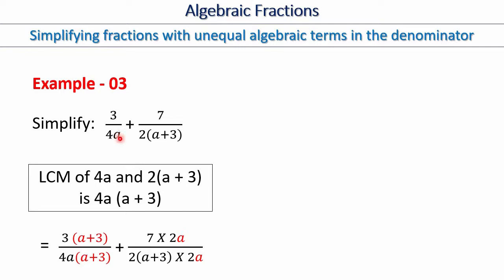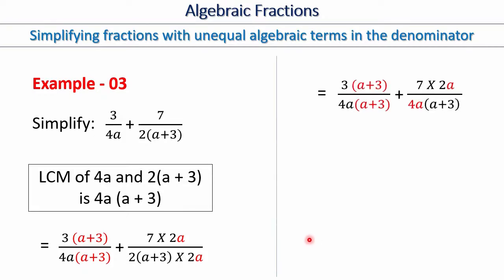To get this denominator, what we have to do, we have to multiply this 4a by a plus 3, and the same operation I have to do for numerator also, a plus 3. Similarly, here already 2 into a plus 3, that is what it is. I have to multiply by 2a, then this becomes 4. So the same operation here also. Then in next step, you can consider here 3 into a plus 3 upon 4a into a plus 3, and 2a into 2 become 4a into a plus 3.